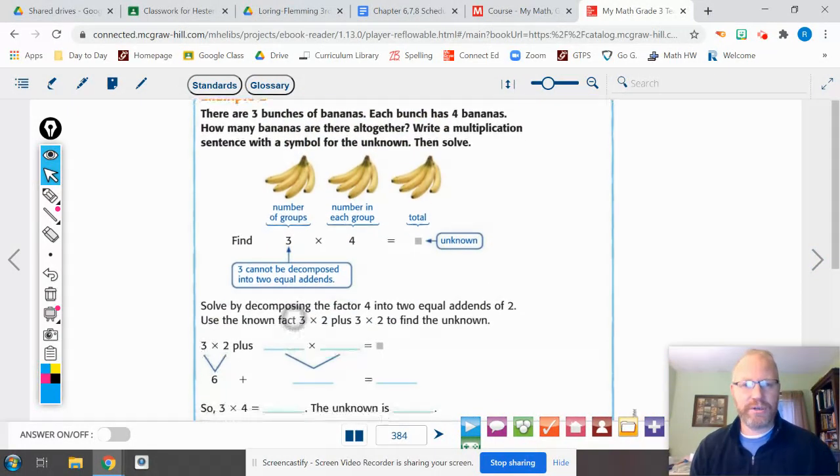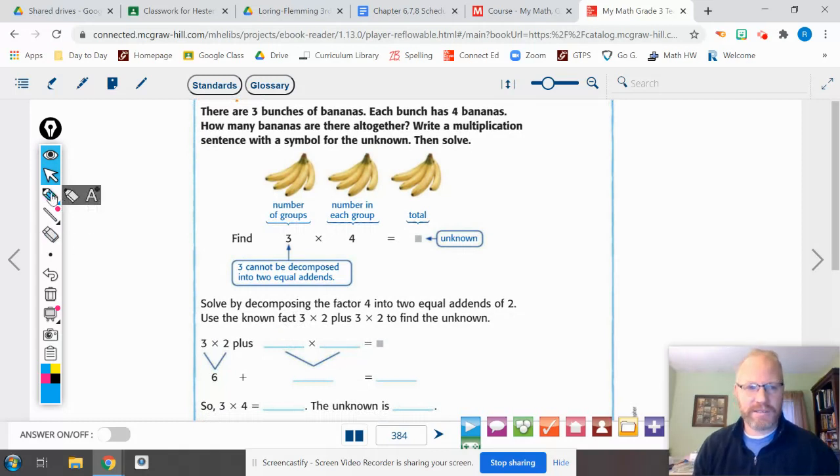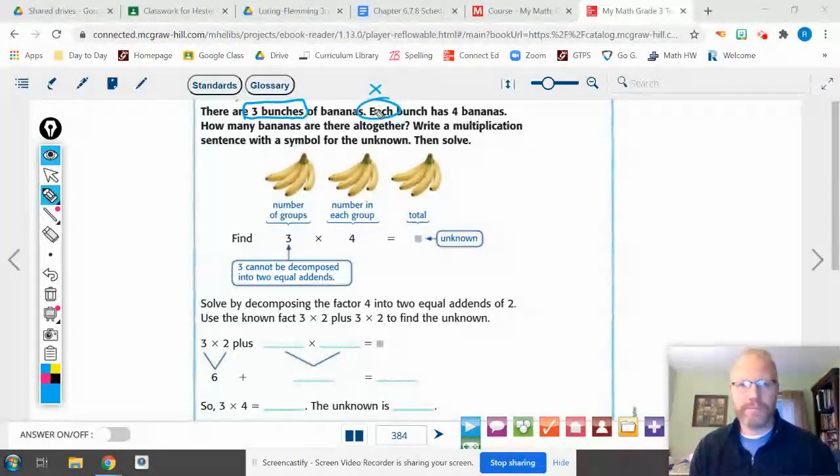In example 2, we're talking about bananas. There are 3 bunches of bananas. Each tells us to multiply. Each bunch has 4 bananas. So we have 3 bunches, 1, 2, 3. Each bunch has 4, 1, 2, 3, 4. So we have 3 times 4.